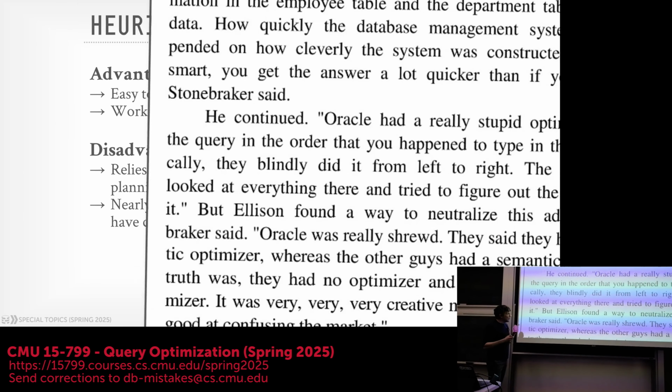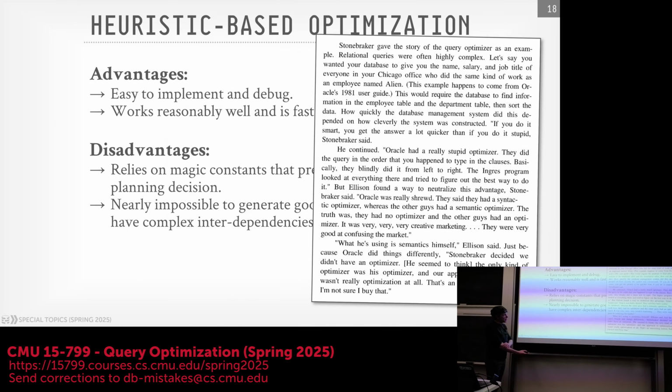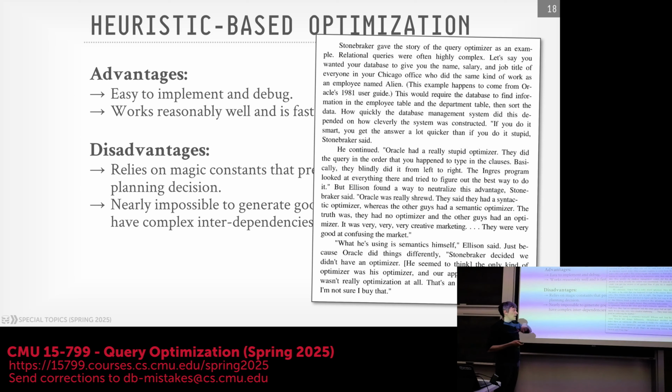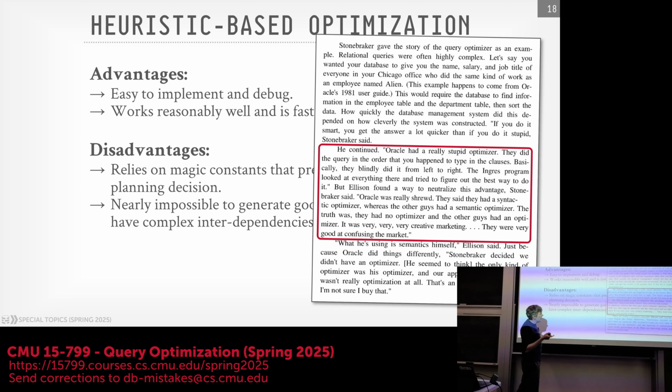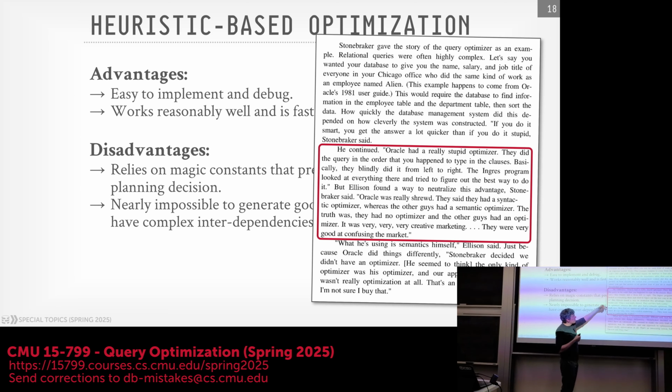So I always like to bring this up. I mentioned this last class about Oracle. This is from the semi-authorized biography of Larry Ellison that came out in the 90s. They interviewed Stonebraker, and Stonebraker has some choice words for Oracle and Larry Ellison, but we can ignore all that. In particular, they talk about the query optimizer. And he says that back in the day, Oracle had a really stupid optimizer, and their join order would be the order in which tables appeared in the SQL statement, as I said before.